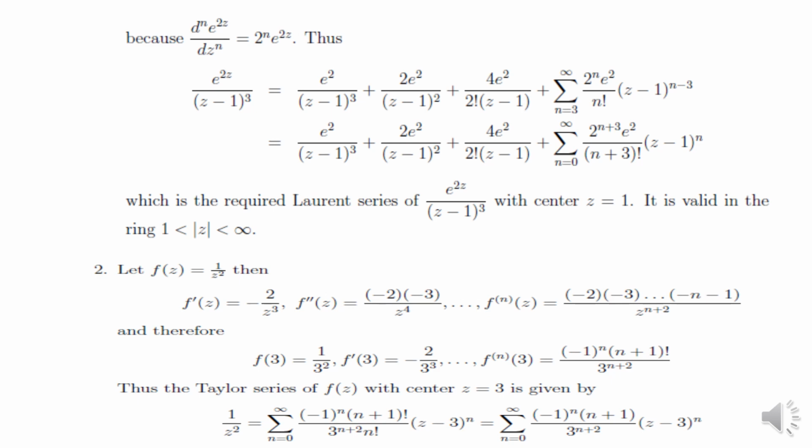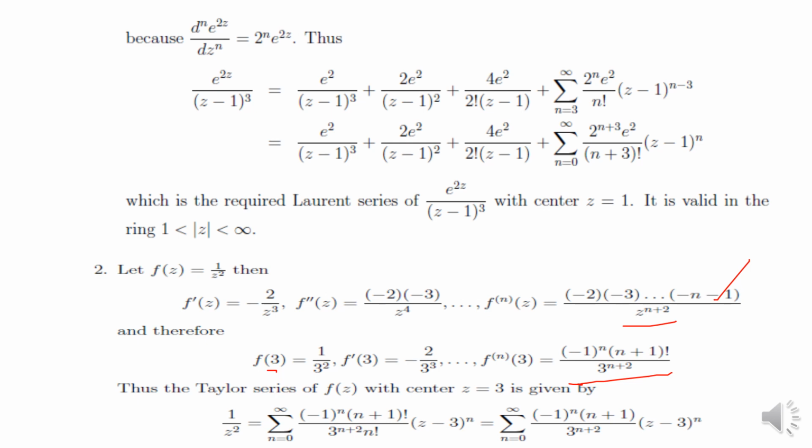So we can solve this by this method also. f(z) we take 1 upon z square, then f dash (z) is minus 2 upon z cube, then f double dash, then we find out the nth derivative of f, which is equal to minus 1 to the power n, n plus 1 factorial upon z to the power n plus 2. So we can put z as 3 and we get values for this.